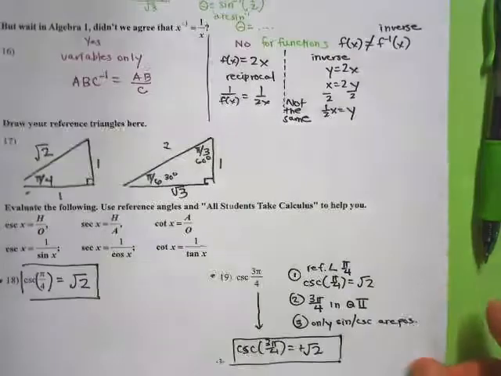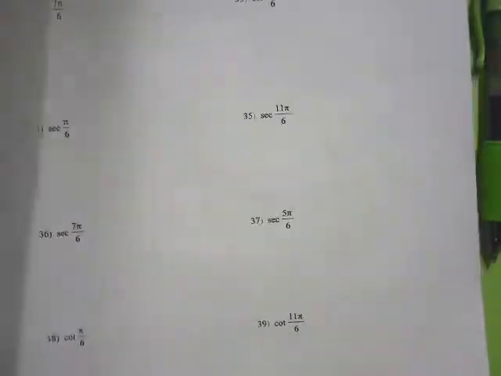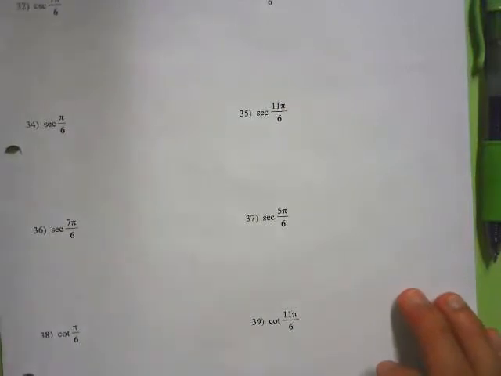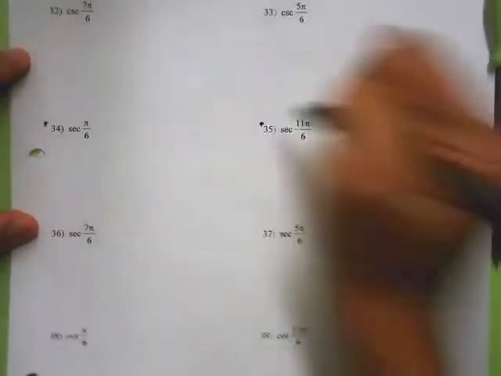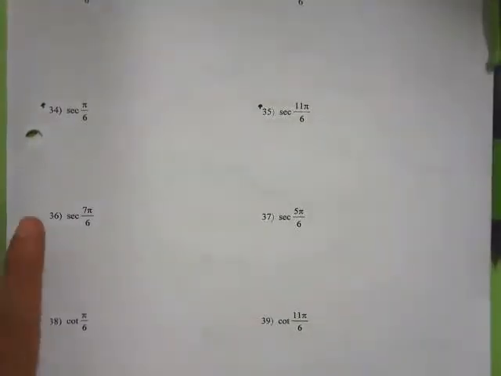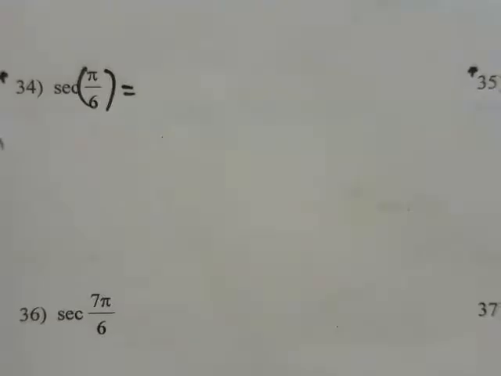Let's go move on to a couple more. 34. Yeah, let's do 34, 35. And I think I want to do 3 more after this, and then that's it for this video. Okay, so let's do secant of pi over 6. I hate that this computer program does not put parentheses. I kind of want that parentheses.